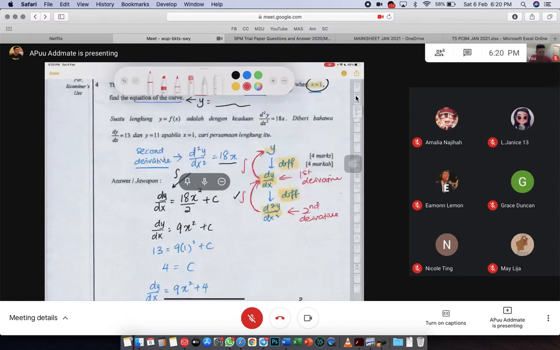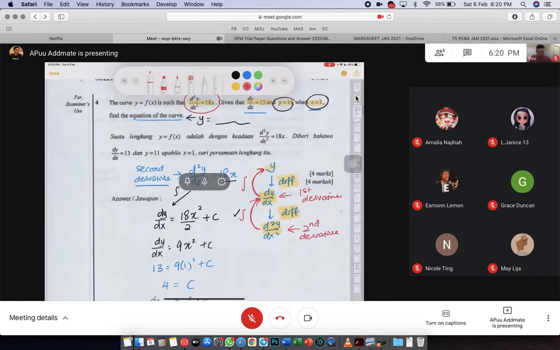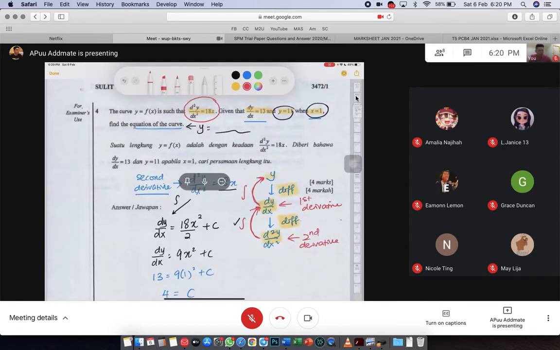So let's look at this question. Actually, I have already talked about this question, but since May just joined, I will repeat it. The question: the curve y equals f(x) is such that d²y/dx² equals 18x. Given that dy/dx equals 13 and y equals 11 when x equals 1, find the equation of the curve. So when the question asks to find the equation, it means, May, you have to find this.